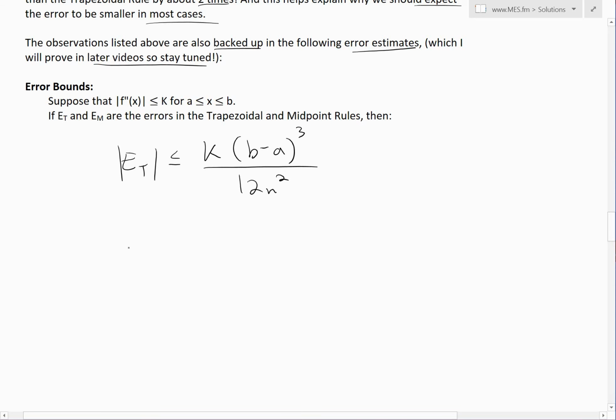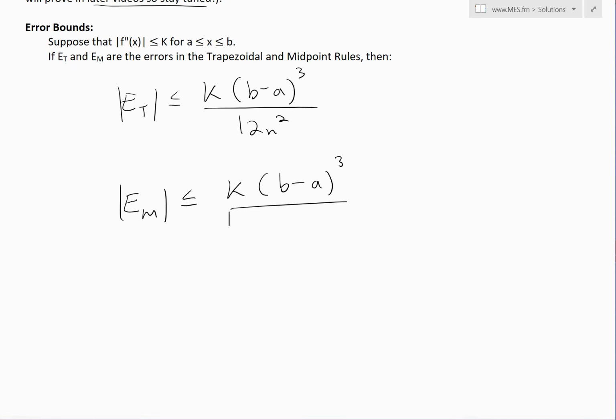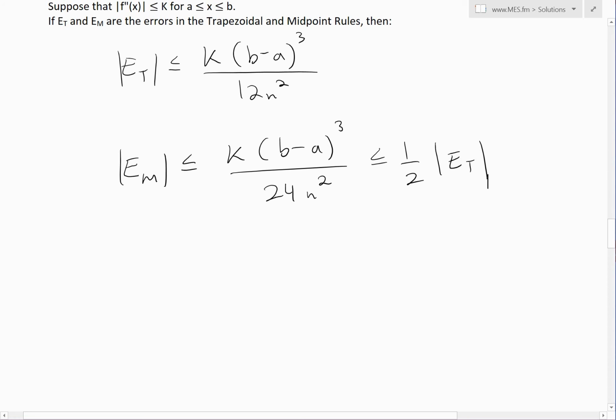And then for the midpoint, this is going to be the exact same thing as above, but divided by 2. Actually, this is going to be 24n squared. So this is less than or equal to 1/2 the absolute value of E_T, the trapezoid error, which is right there. So just divide by 2, you get that there. So these are the formulas. I'll just leave this like that.